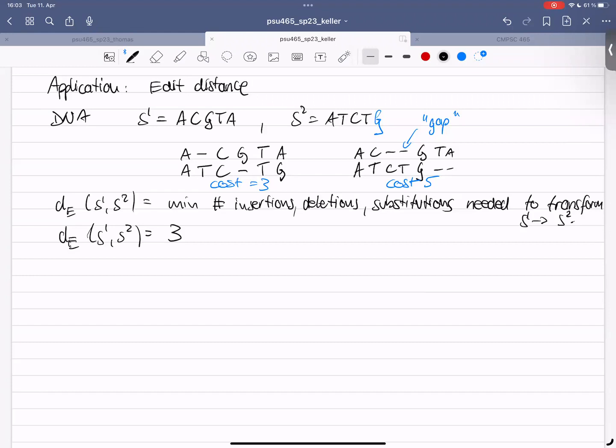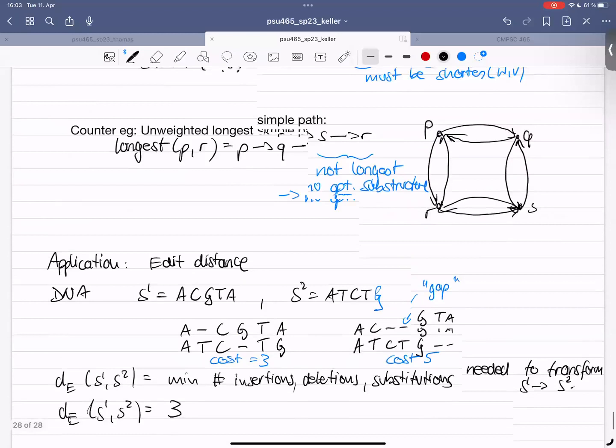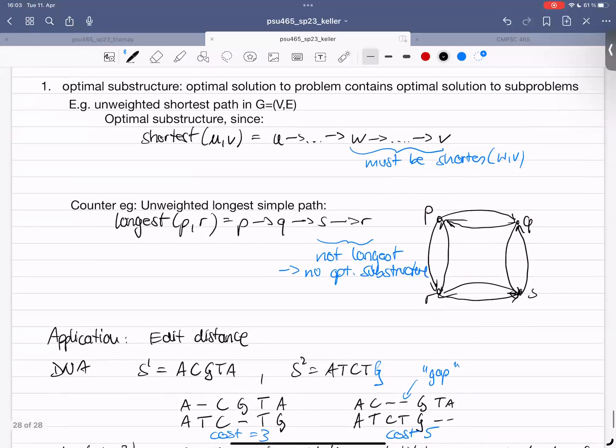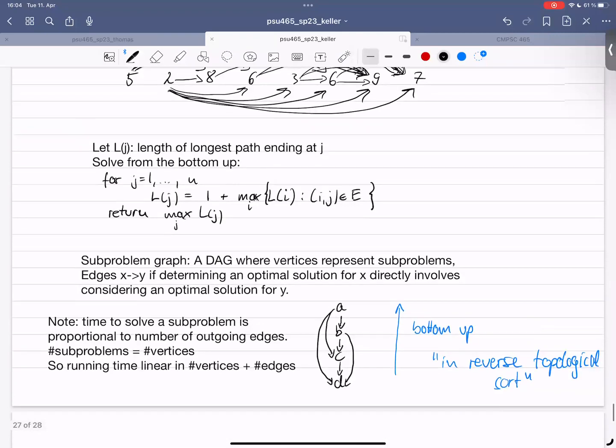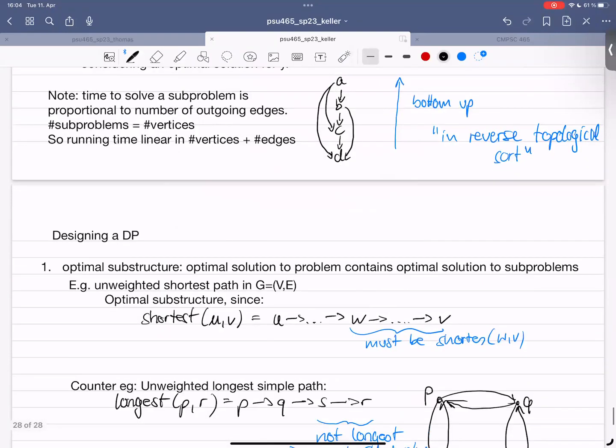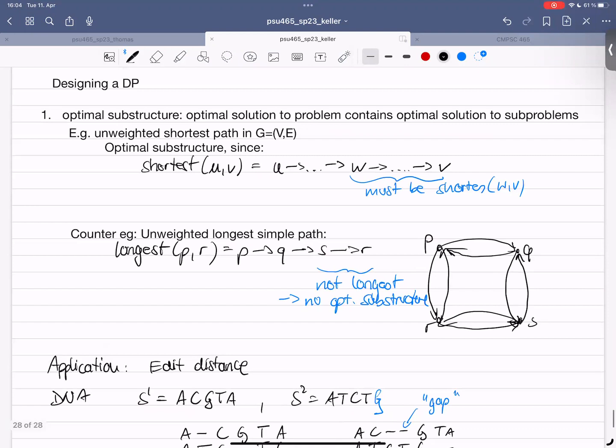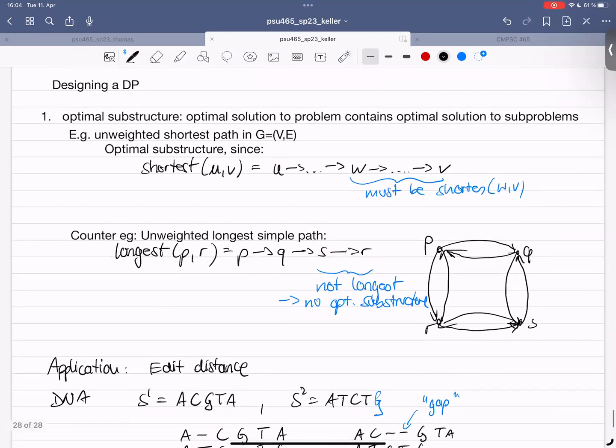Okay, so let's look at the optimal substructure. And the second property we said we need in the case of dynamic programming is overlapping subproblems. Did we say that? Oh, I don't see it. Yeah, okay, I forgot it at this point.